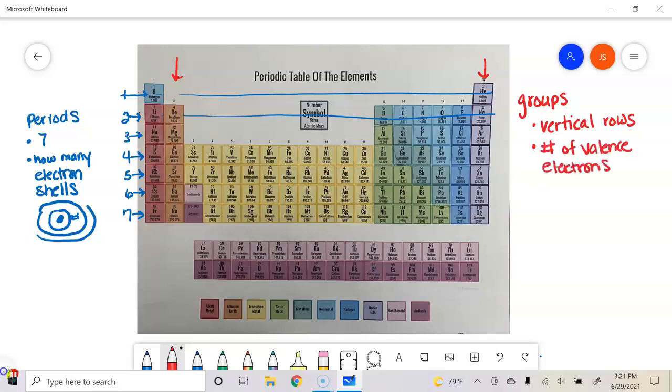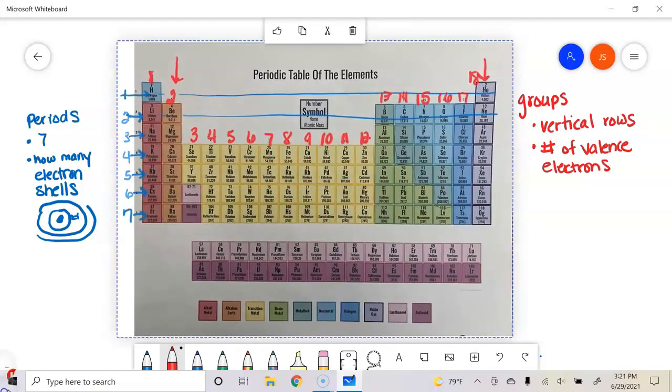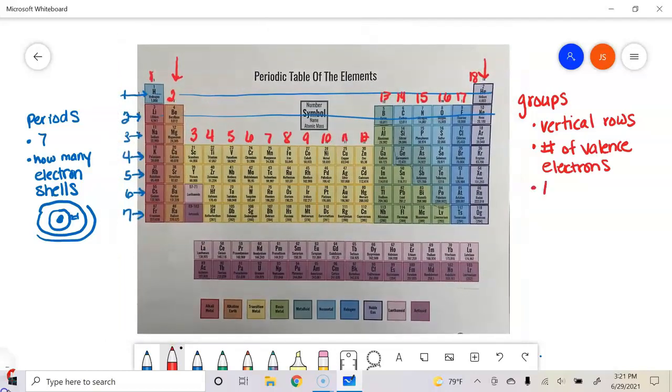Now there are 2 ways that we label groups on a periodic table. The first way is just like periods going all the way across. So this would be group 1, this would be group 2, this is group 3, group 4, group 5, 6, 7, 8, and this is how they're labeled on your periodic table. And there's 18 groups. So there's 7 rows, there's 18 groups.